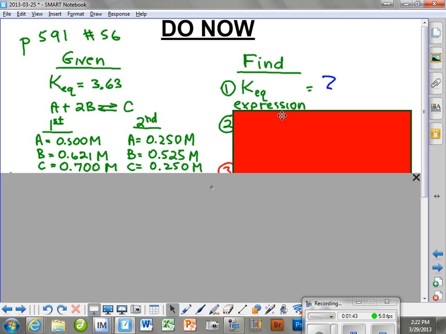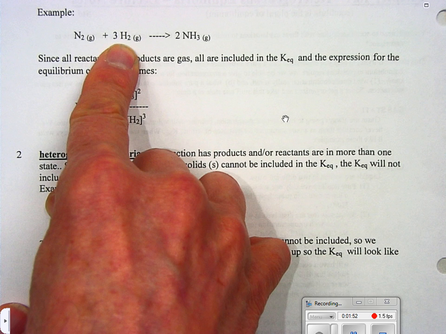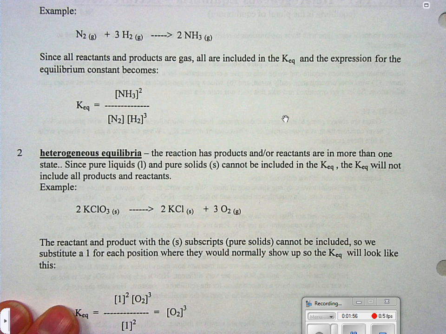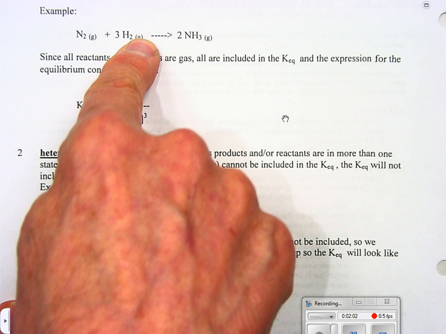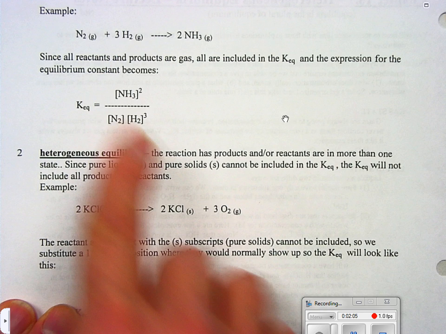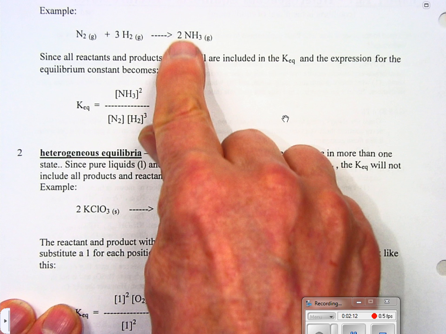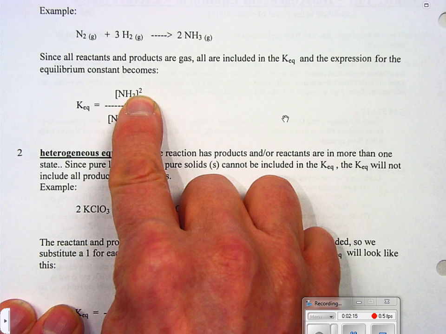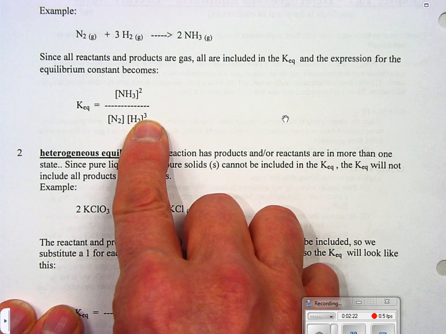I got it here. Yeah, there it is. We'll go over to the Elmo, and this is a specific equation. This is the Haber process for making ammonia, and this down here is the expression for this balanced equation. Reactants on the bottom, product on the top, and we've got a done deal. The 2 here as a coefficient becomes the exponent here, and the 3 here is the coefficient for hydrogen and becomes the exponent down here. This is the expression. That's what I'm talking about with expression. So let's go back and continue.